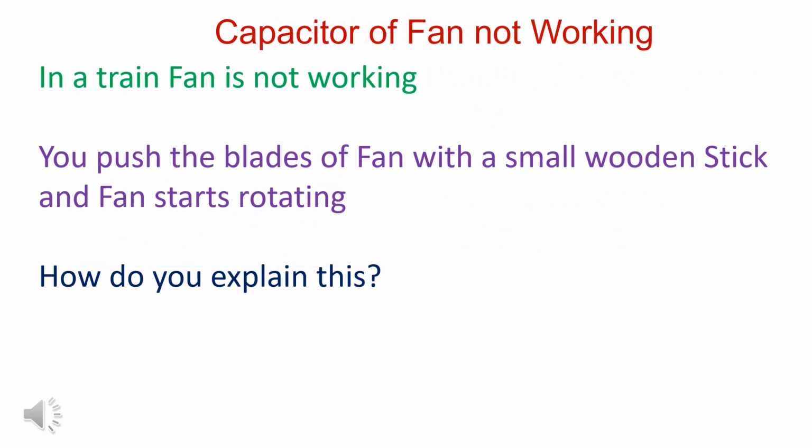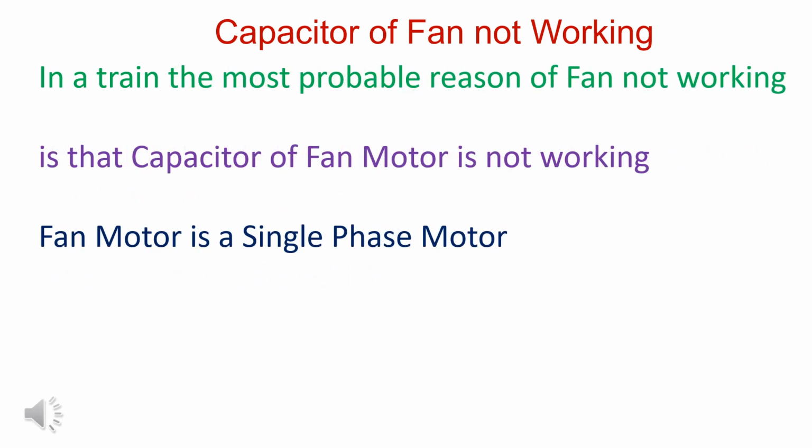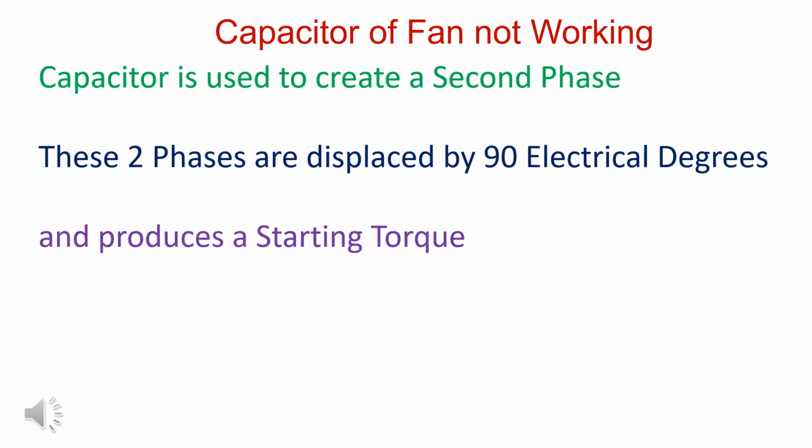In a train, the fan is not working. You push the blades of the fan with a small wooden stick and the fan starts rotating. How do you explain this? Most of the time, the capacitor of the fan motor is not working. The fan motor is a single-phase motor. The capacitor is used to create a second phase. These two phases are displaced by 90 electrical degrees and produce a starting torque.